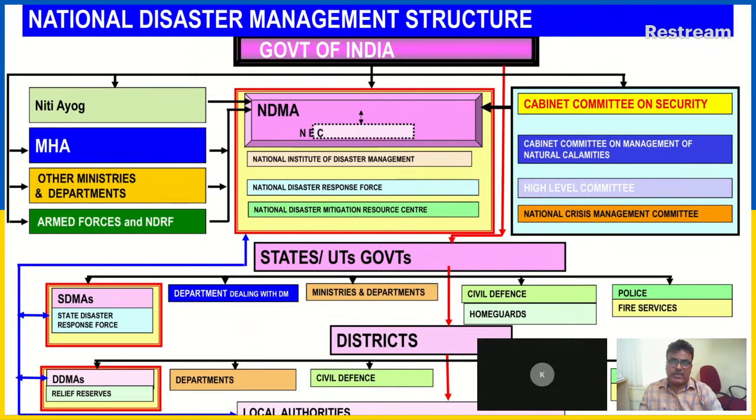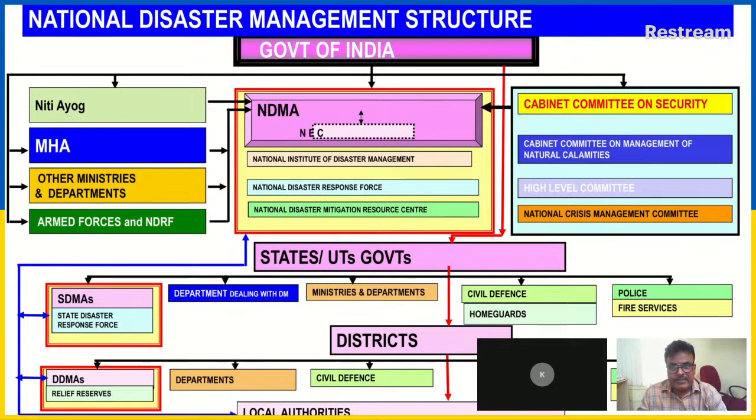So what does NDMA do? What is the role of NDMA? The role of NDMA is that of the policy making body. It is the policy framer for the entire disaster management in India. So NDMA is the overall authority for the entire country. It is chaired by the Prime Minister of India.